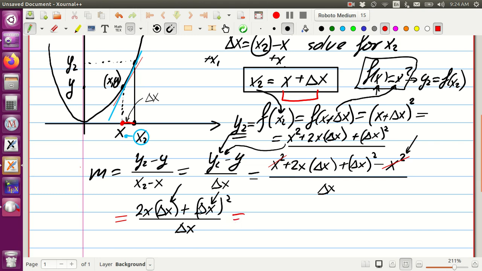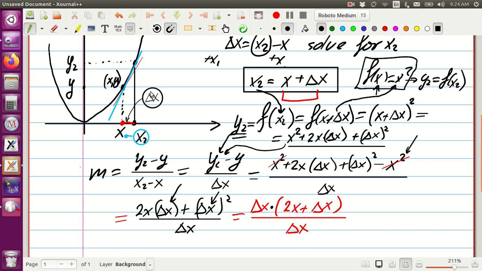So what I'm going to do is factor out the common factor delta x, and I'm left with 2x plus delta x, divided by delta x. So now I have a product, and if I have a product, I should be able to divide. But when I divide, I should be clear that I'm not going to be dividing by 0. So let's look at what delta x is.